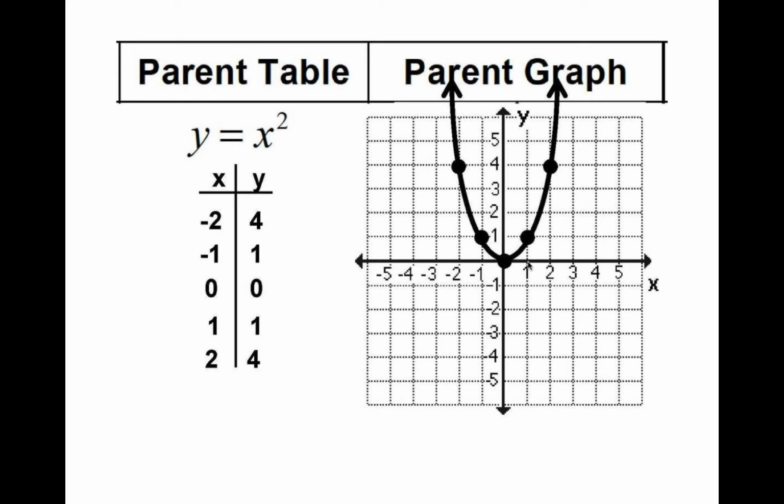go right 1, and 1 squared is 1. Go right 2, 2 squared is 4. Go right 3, 3 squared would be up 9. So notice you don't have to memorize this. You just have to know you're squaring the numbers from the vertex.